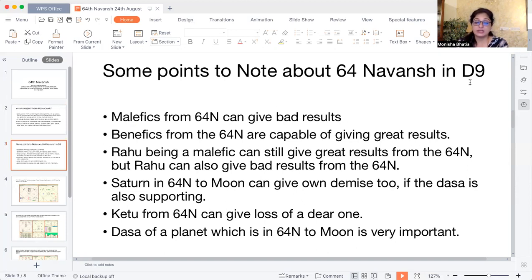Saturn transiting in the 64th Navamsha to Moon can also give the demise of the native himself. And Ketu transiting in the 64th Navamsha to a given planet can cause loss of some dear ones. And the dasha of any planet which is in the 64th Navamsha to Moon is very important. So that dasha can be good also, and that dasha can be difficult also.